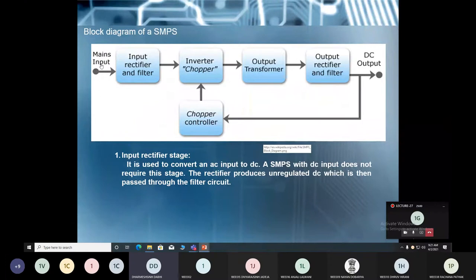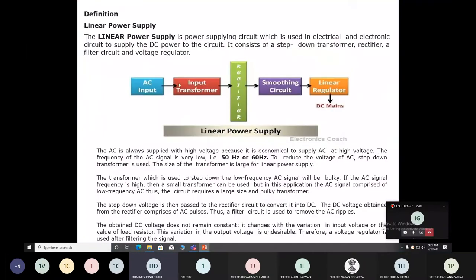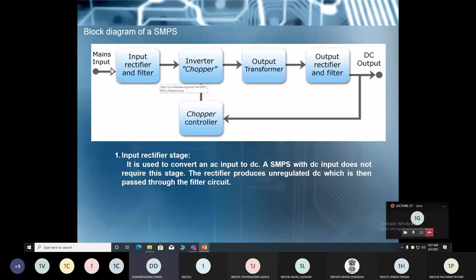You can see that the main supply is the same as in a linear power supply. Assume it is a 230 volt AC, 50 hertz. It is first rectified here. You can see in the linear power supply, we first step down using a transformer. But here in this SMPS, first we convert AC to DC by using a rectifier, filter it, convert to DC here, and then apply it to the inverter chopper.